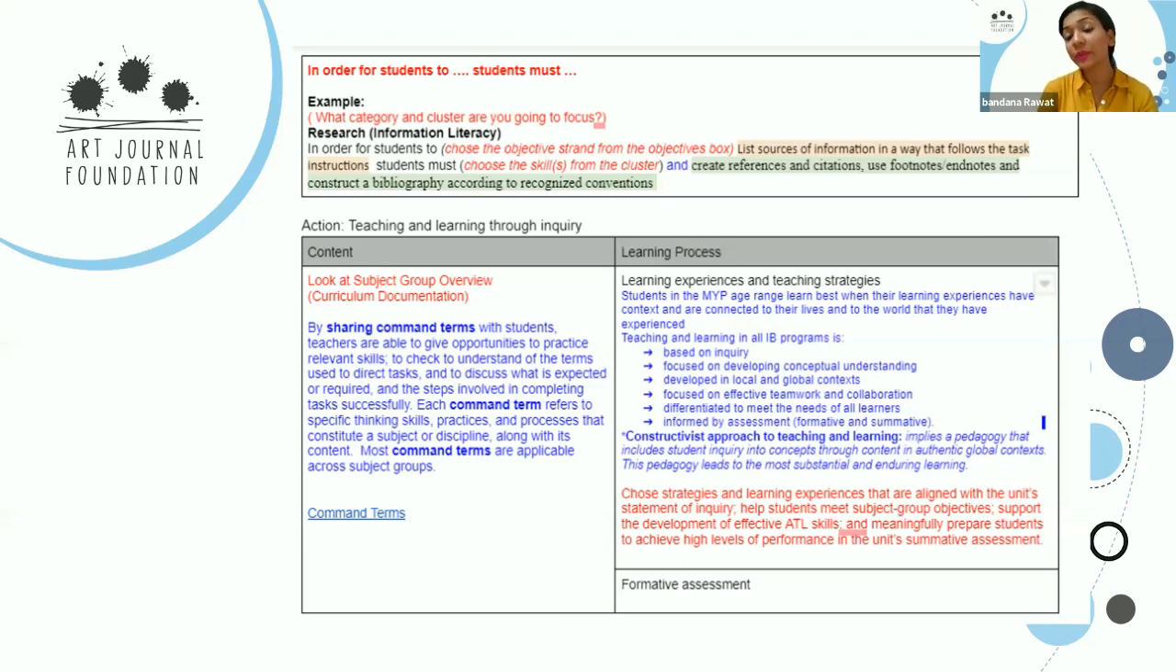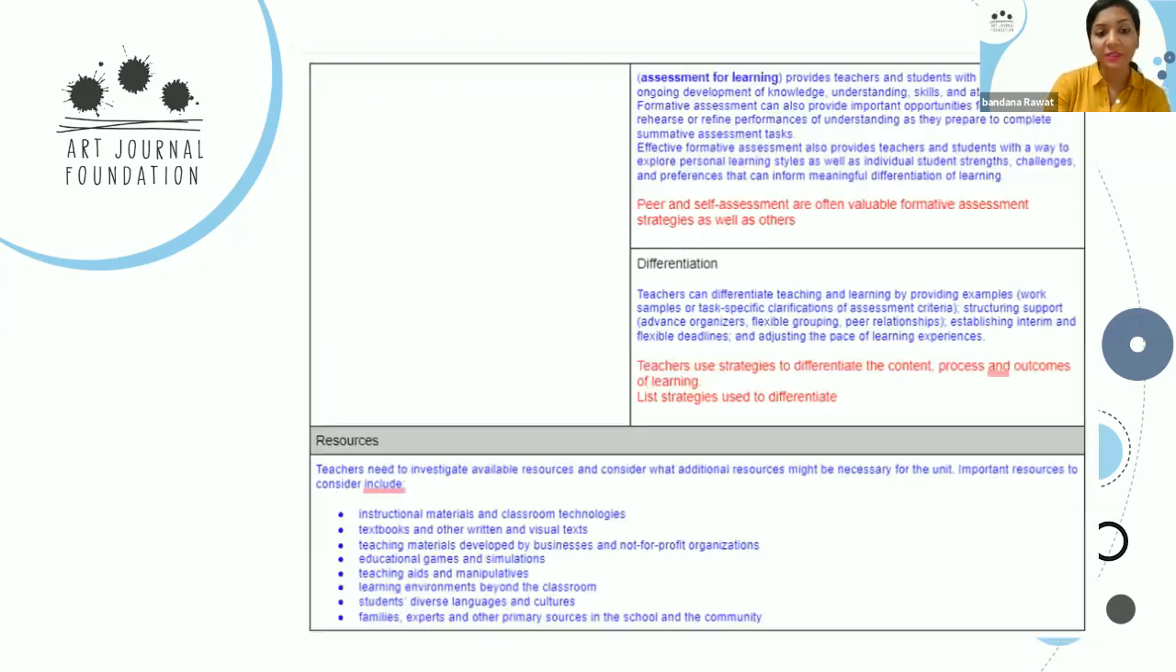Now, when I talk about the learning process, it talks about the strategies that we will be implementing in our class, like weekly planning, theater games, week 1, followed by warm-up exercises, script writing, improvisation, like that. How do you plan your entire unit, your term? That is your learning experience, followed by your formative assessment, and followed by your differentiation.